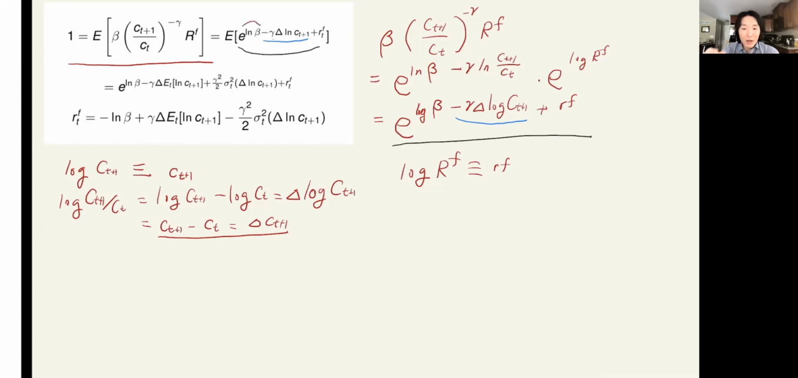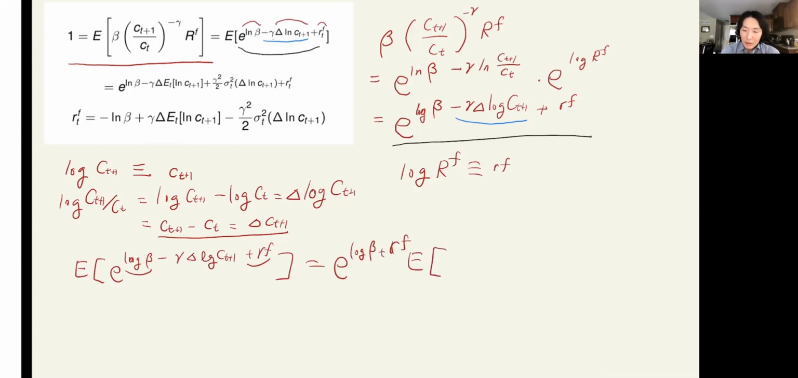What about log of beta? This is constant, right? So this is constant. Risk-free rate is also constant. The only randomness here is this thing, right? In other words, if you take the expectations operator here, so expectation of e to the log beta minus gamma delta log ct plus 1 plus rf. 자, 여기와 여기가 constants죠? So they can come out. They can come out. Okay, they can come out, and it becomes e to the minus gamma delta log ct plus 1.